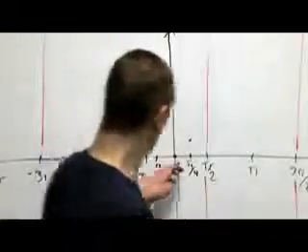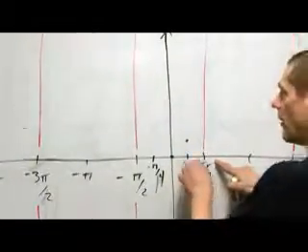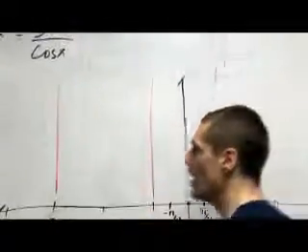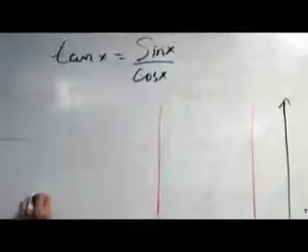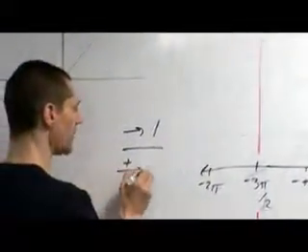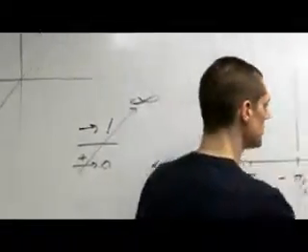This is all I'm looking for to figure out what's positive. What's going to happen as this goes to pi over 2 from here? Well, at pi over 2, this is going to be 1, but this goes to 0. When you take a number going to 1 and divide it by a positive number that's going to 0, this thing is going to blow up.